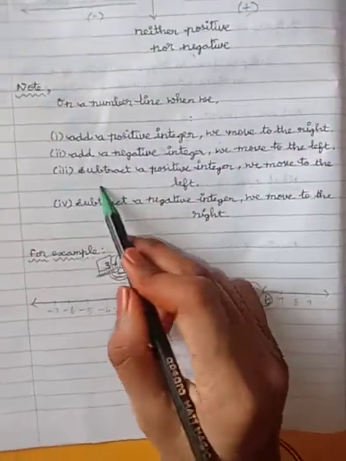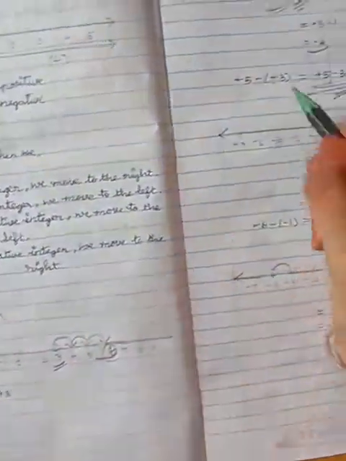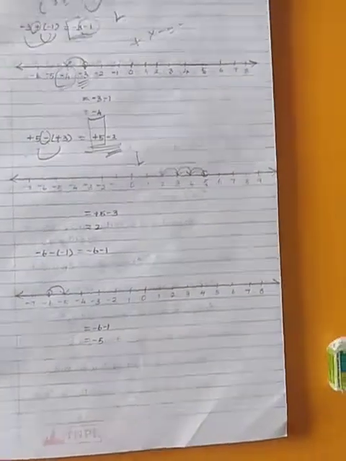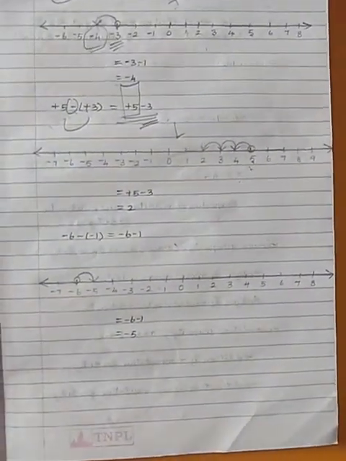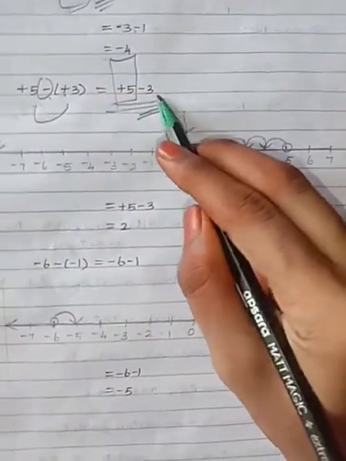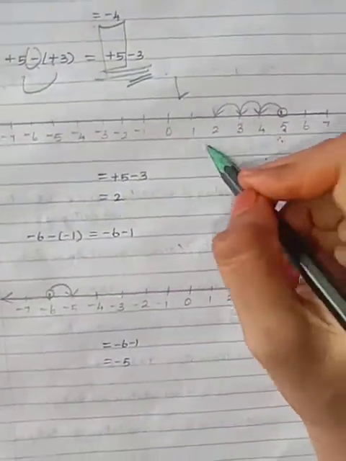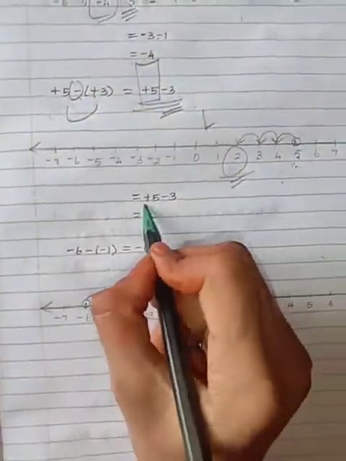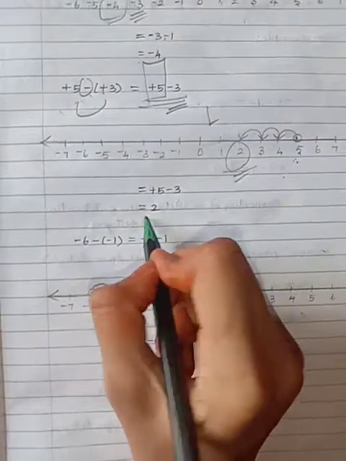So plus 5, positive 5, then minus 3. Here subtract a positive integer, we move to the left. So here, left direction. We must denote the direction because direction is the important thing in this number line. So 5, how many steps? 3 steps to the left. So 1, 2, 3 jumps. We have landed on 2. So plus 5 minus 3 is equal to 2.